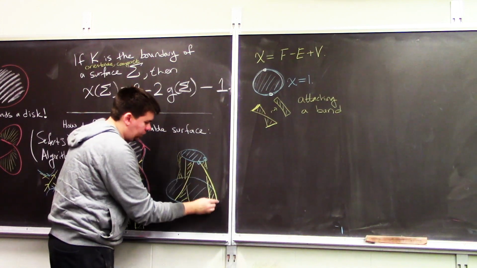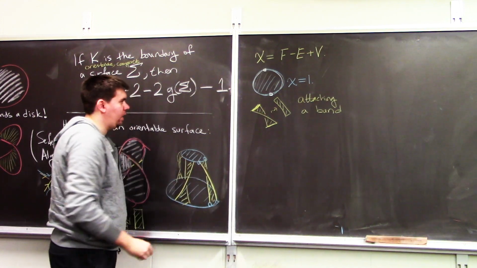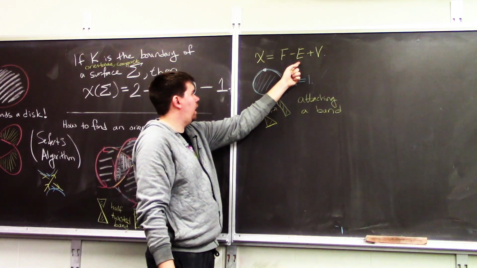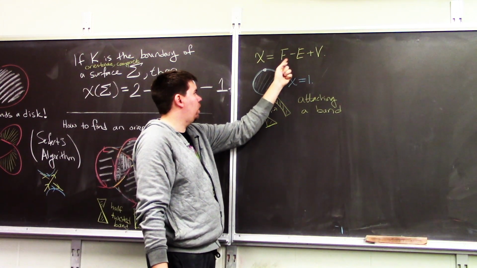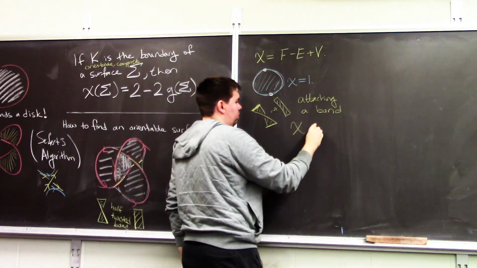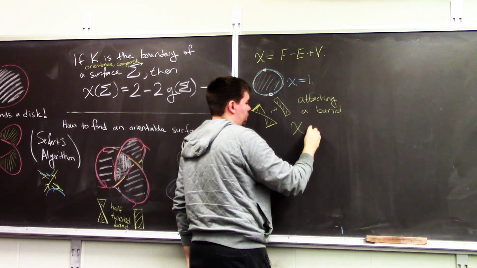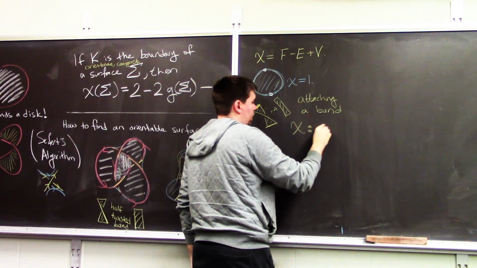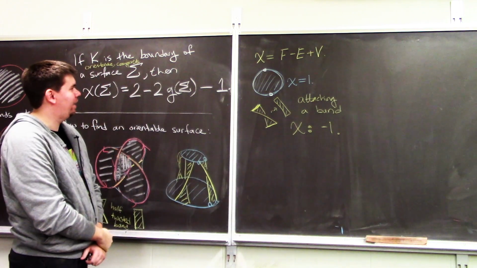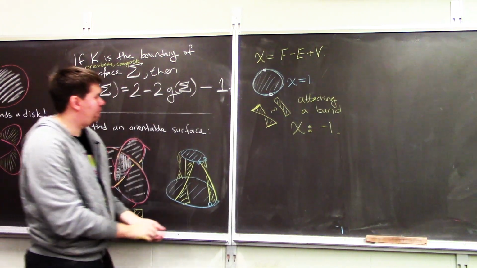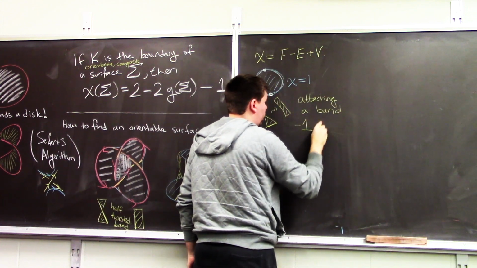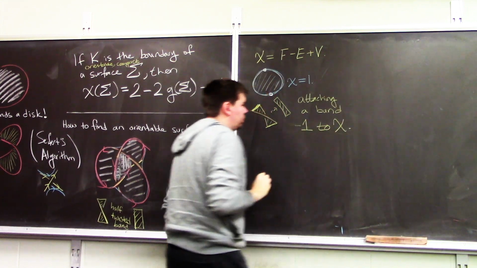You add edge, edge, and a face. So whenever you attach a band, you add 2 edges and a face. So it goes up by 1 but down by 2. So the Euler characteristic goes down by 1. What do you do to it? It goes down 1. Okay. Maybe I should write that by saying, when you attach a band, it's minus 1 to your Euler characteristic.